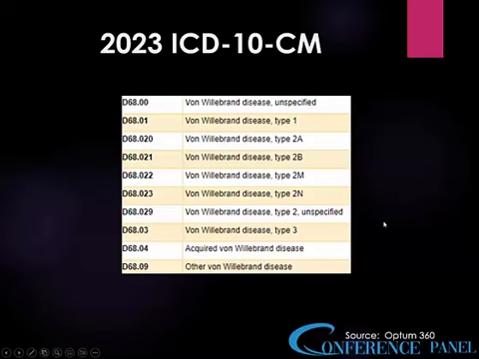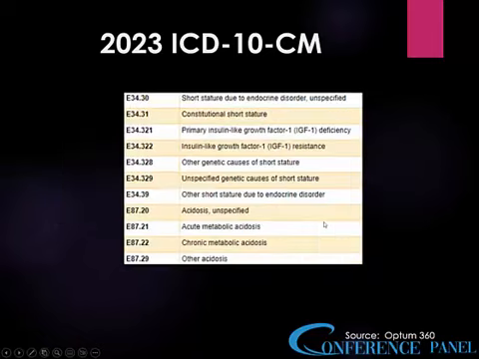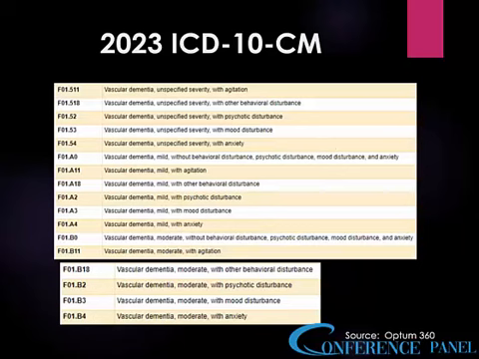With von Willebrand's disease, we've got unspecified, type 1, type 2A, type 2B, type 2M, type 2N, type 2 unspecified, type 3, acquired, or other von Willebrand disease. For thrombocytopenia, we're seeing etiology built into the code. So we've got non-immune heparin-induced thrombocytopenia, immune-mediated heparin-induced thrombocytopenia, other, and then unspecified. And then we have a lot of new codes for short stature.